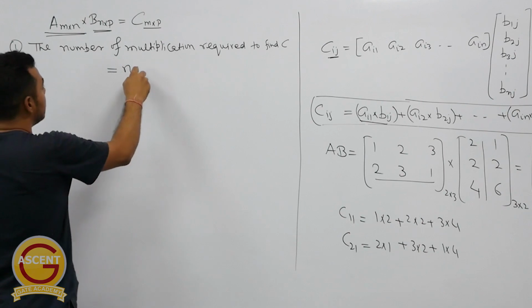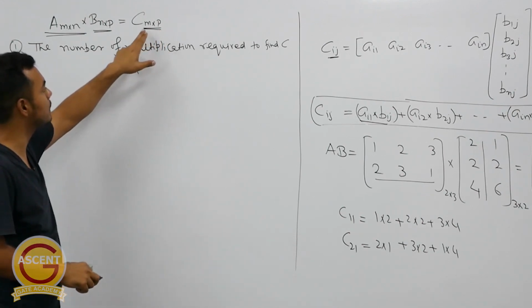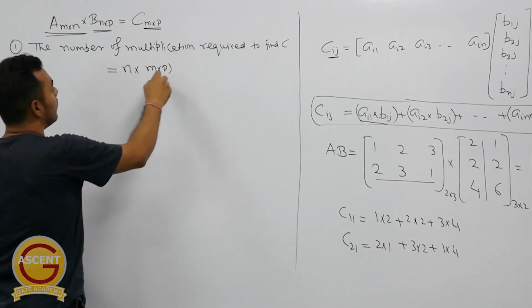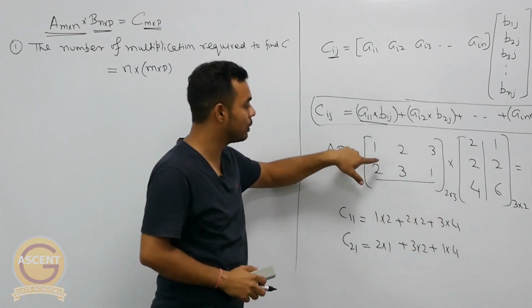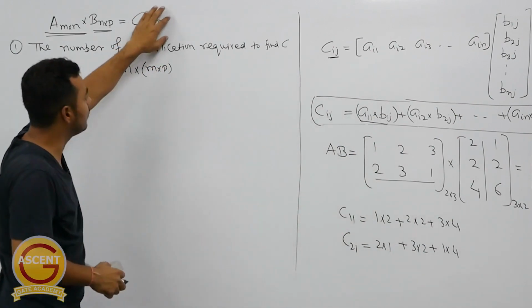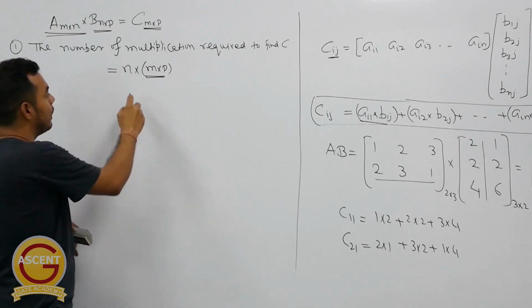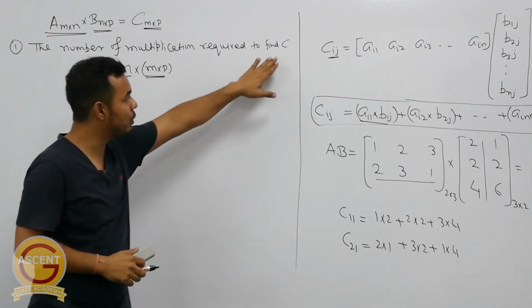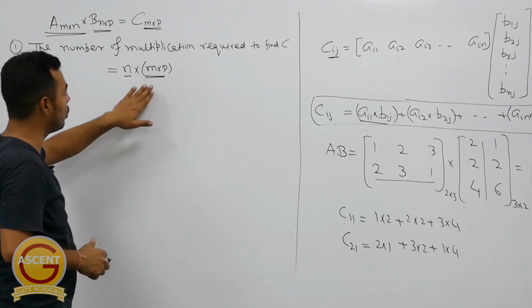And how many elements are there in this matrix C? The order of matrix C is m into p. This means there are m rows and p columns, so the number of elements will be m into p, right? For example, if I have a 2 cross 3 matrix, the total number of elements is 2 into 3, 6 elements. Similarly, if the order of the matrix is m into p, there are m into p elements. And to find one element, we have to multiply n times. So the total number of multiplications required to find this matrix C will be m into n into p.